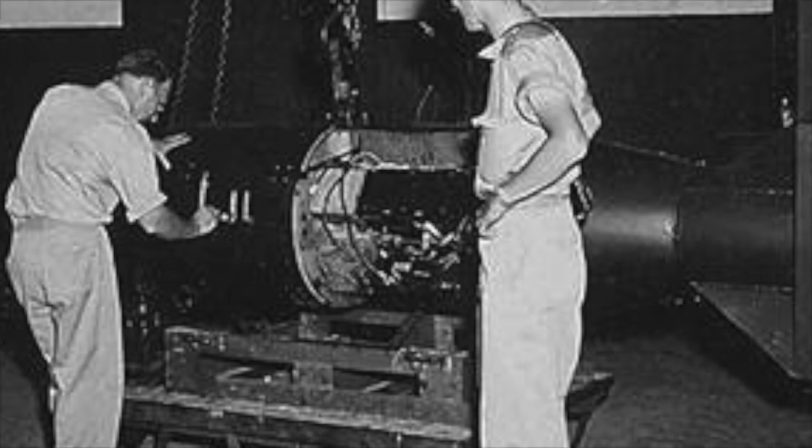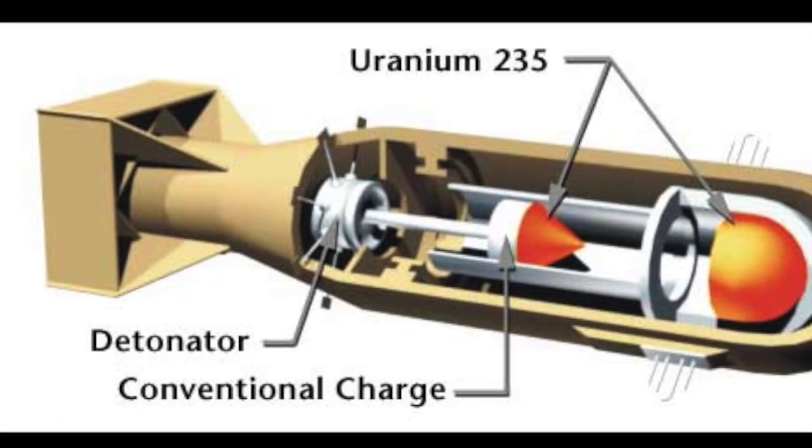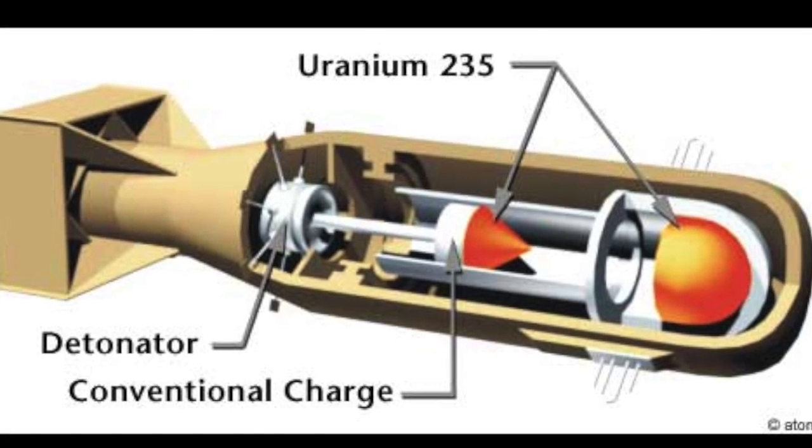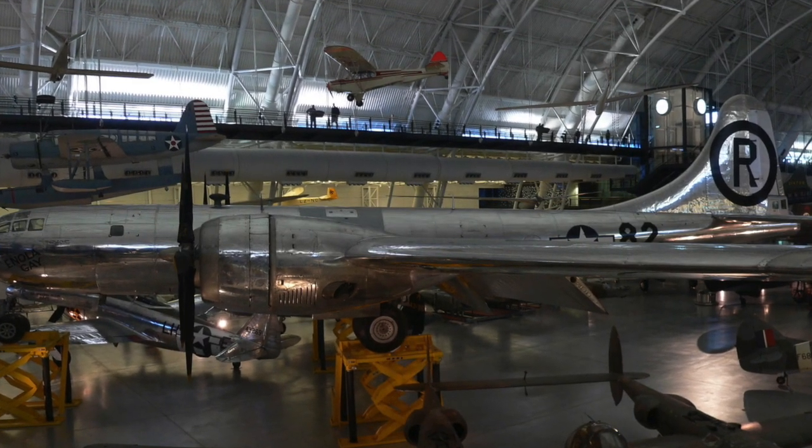The bomb used at Hiroshima was a uranium gun-type bomb in which material is shot into a critical mass of uranium in order to produce a fission-type nuclear reaction. The bomb was nicknamed Little Boy and was carried by a B-29 Superfortress bomber known as the Enola Gay.